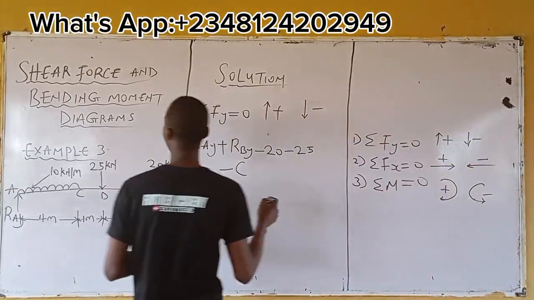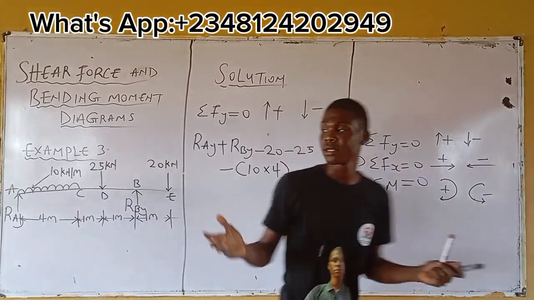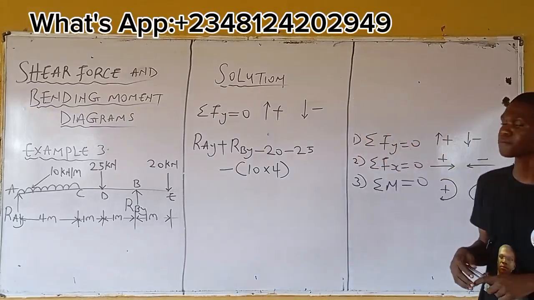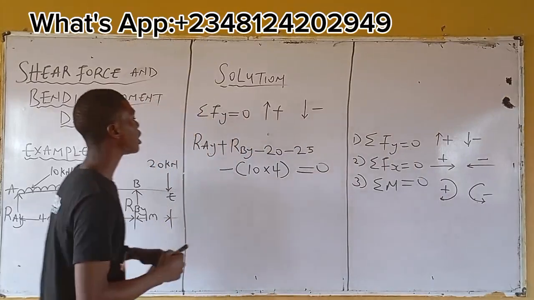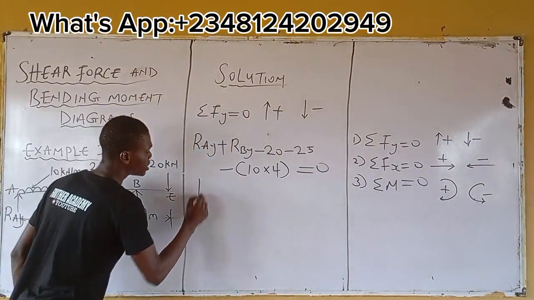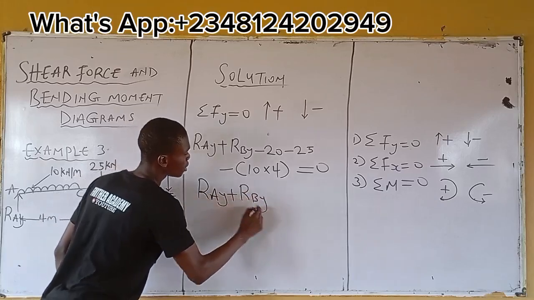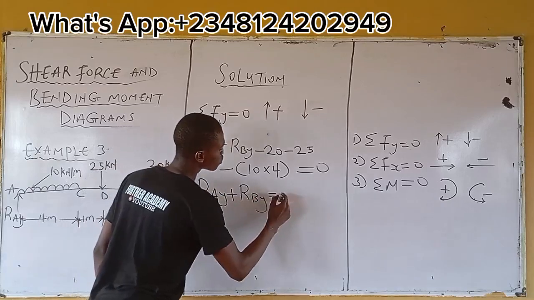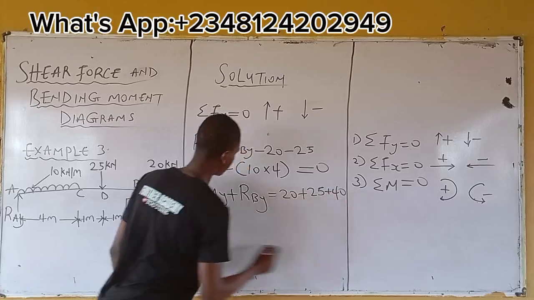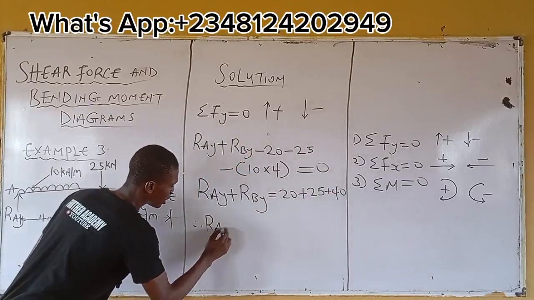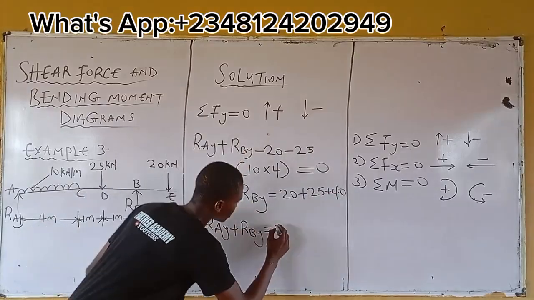Meaning I have 10 times 4. Then what do I have again? Equals 0, because I'm done with all the forces, right? Now let's do this. Simplifying this, it becomes RAY plus RBY equals 20 plus 25 plus 40. Therefore, RAY plus RBY is equal to what?